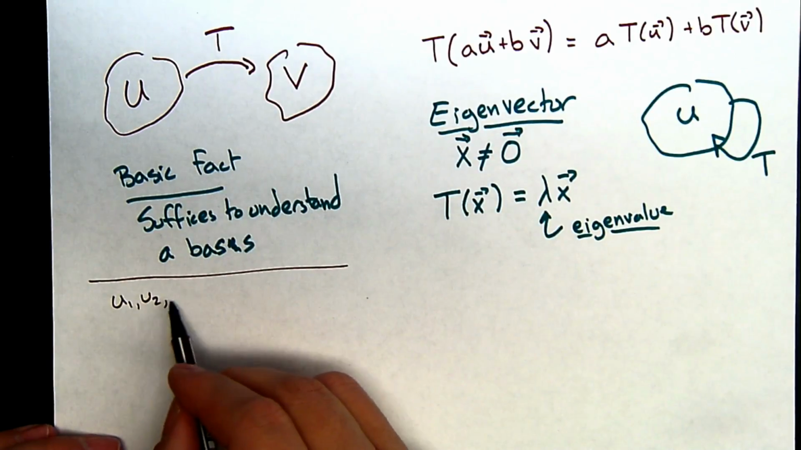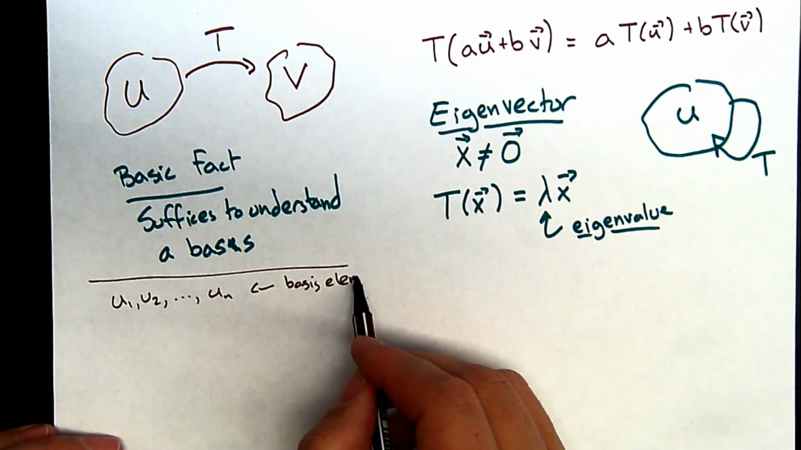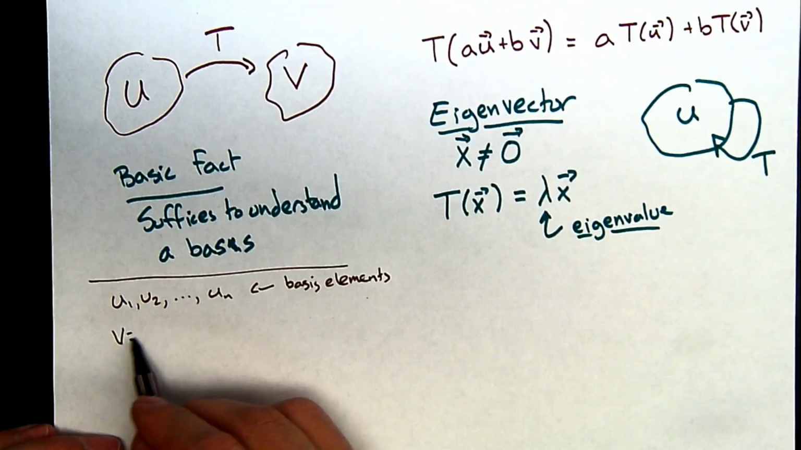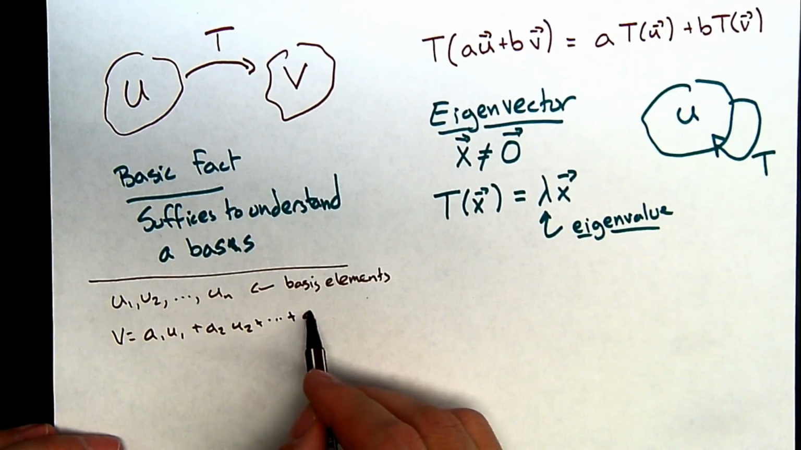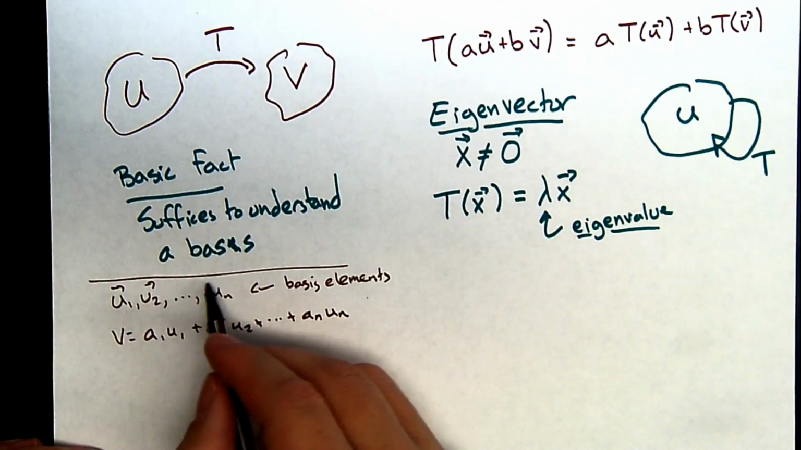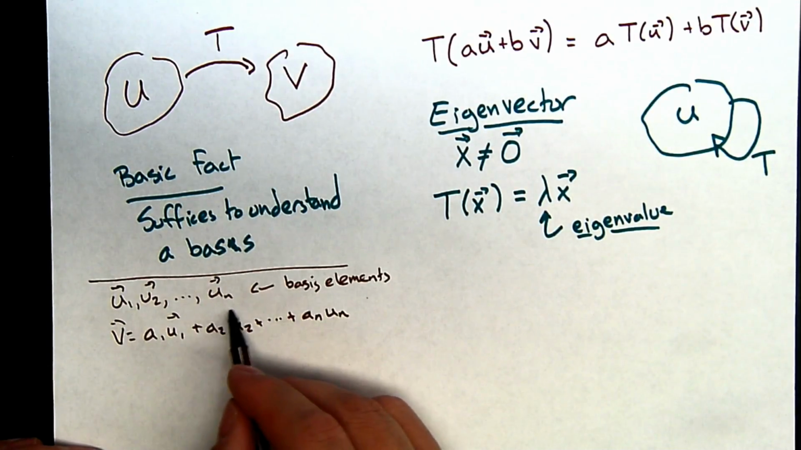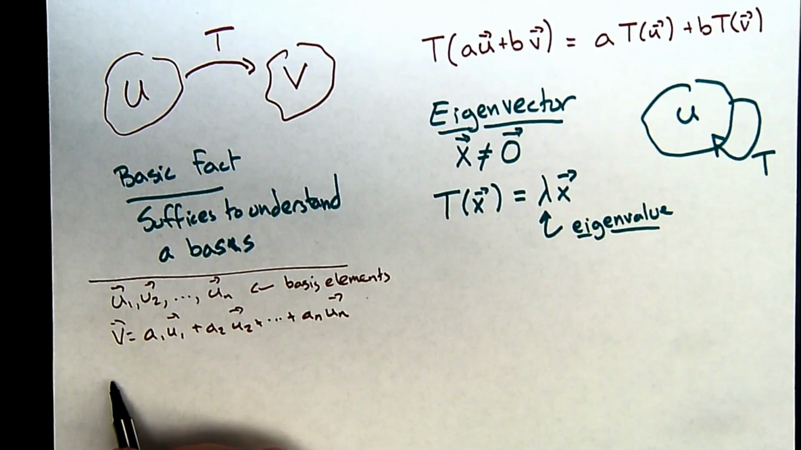So for any vector, let's suppose I have u1, u2, through un as my basis elements. If I take any other vector at all, I can write it as a combination, a1 u1 plus a2 u2 up through an un, where these u's are all vectors and these a's are all coefficients. And I'm going to assume that we're always working over the complex field or the real field. You can make them over smaller fields if the mood so struck you.